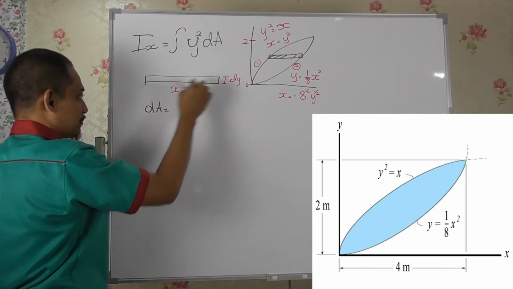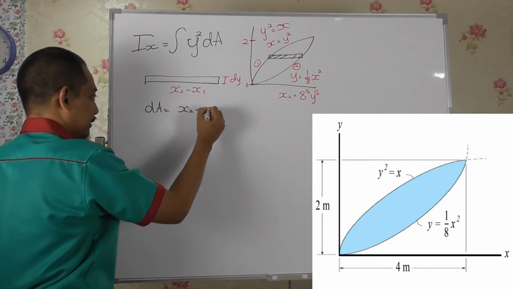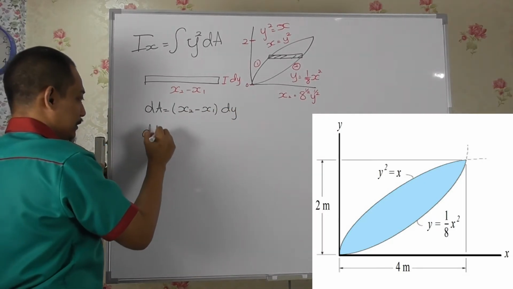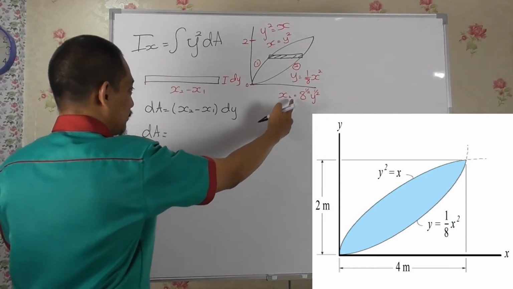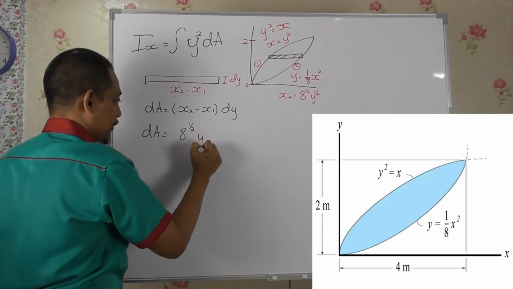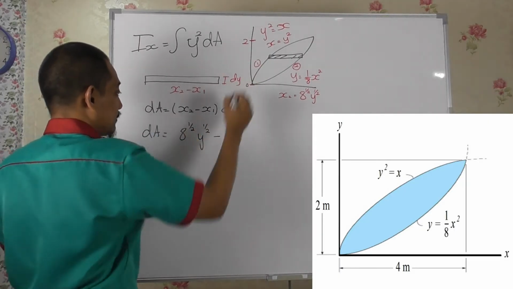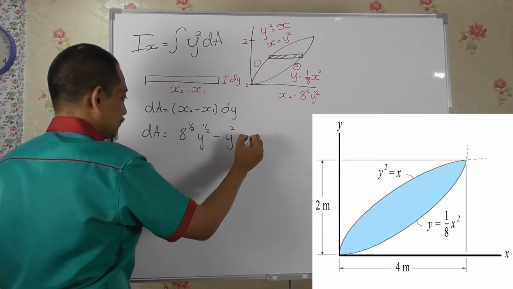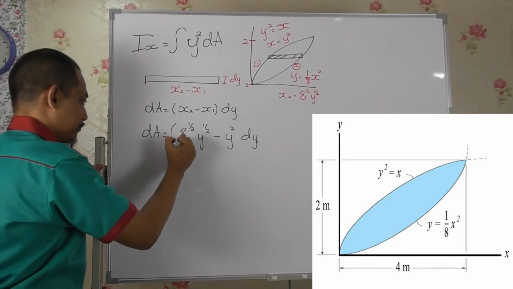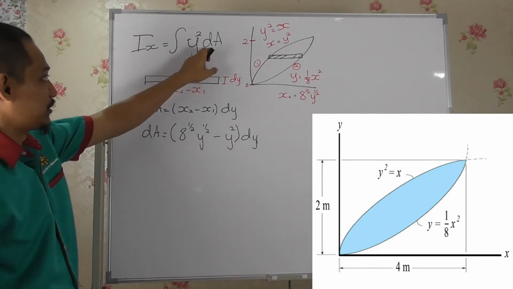Okay, so based on that, because we have dA here, dA is basically the base times the height. So x2 minus x1 times dy. Plug in all the values here: x2 is 8 to the power of half, y to the power of half, and then minus x1, which is y squared, then dy. Put the bracket there, and plug dA into the equation.